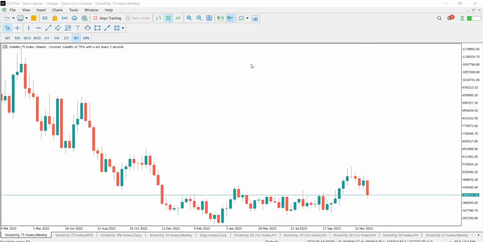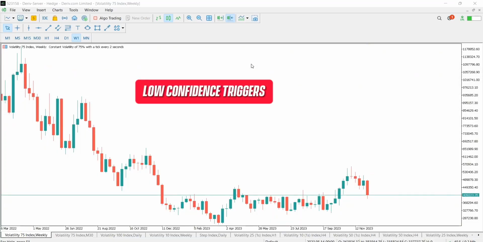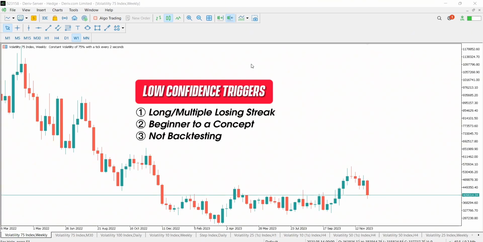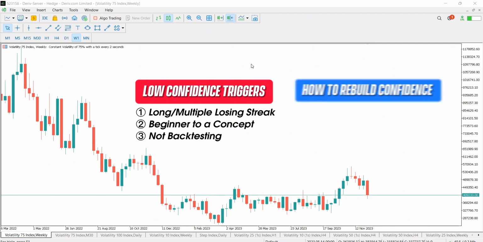Now, how do you lose confidence? You lose confidence, one, when you've been trading and you're having a long losing streak. Two, when you're just still learning a concept. When you're just learning a concept, most times you're not going to have the confidence to take or execute trades. Now, we have been looking through comments, and most of you are saying that you are learning, but you are not having the confidence to execute trades. So this is how you're going to solve it.